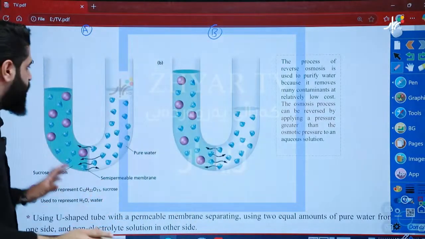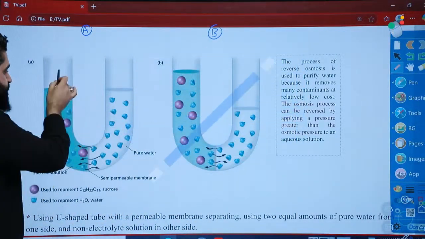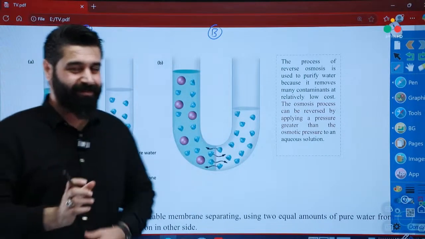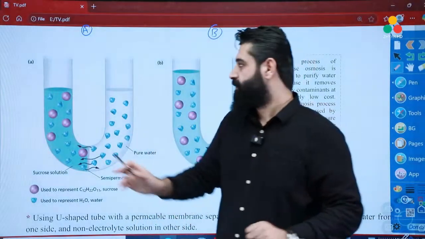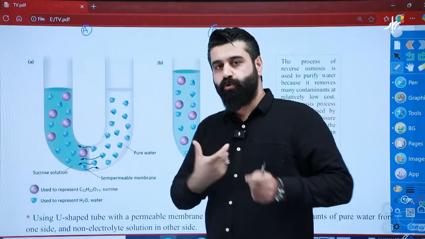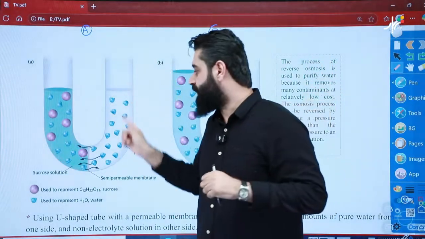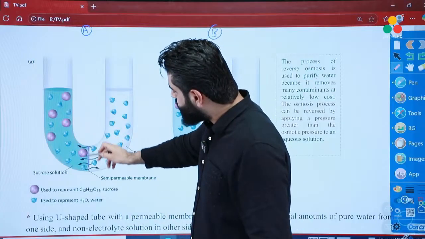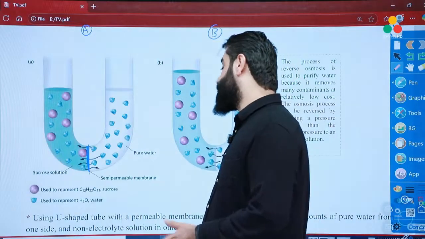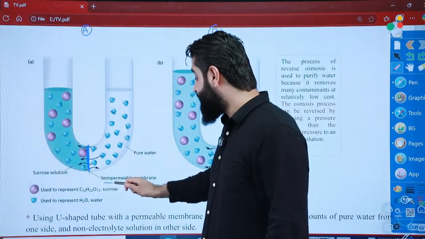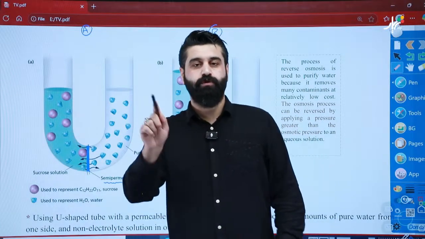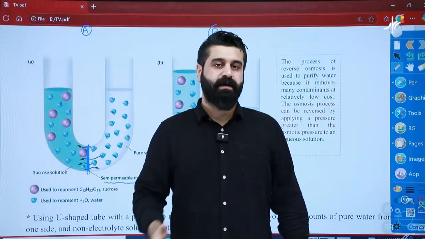Stay with me. In the first step, we have a U-shaped tube. The shape of the tube is like the letter U. Repeat after me: the first step, we have a U-shaped tube like this. Then in the middle of the bottom, we have a semi-permeable membrane. It's like a filter, which is called a semi-permeable membrane. Let's repeat all: a U-shaped tube with a semi-permeable membrane in the middle.